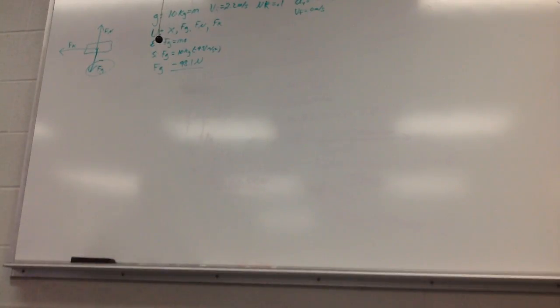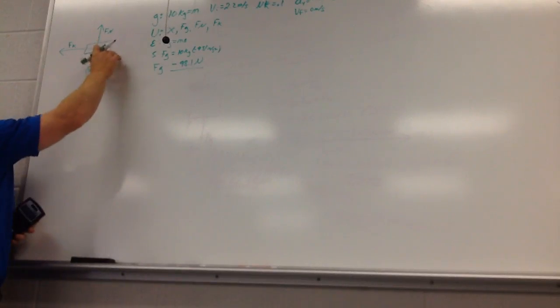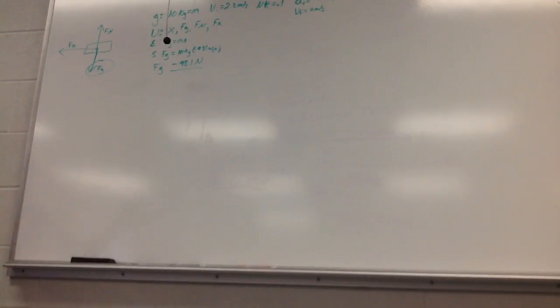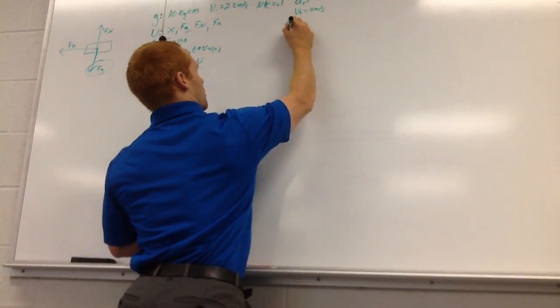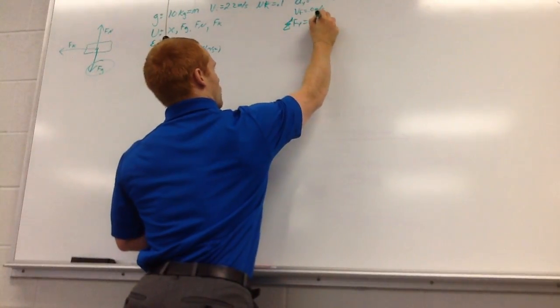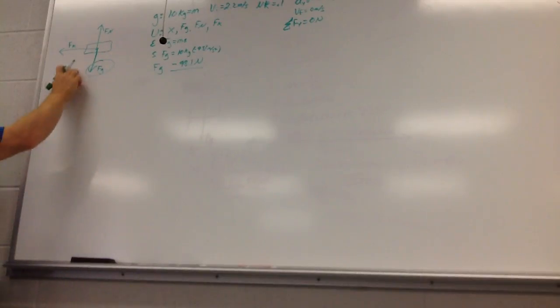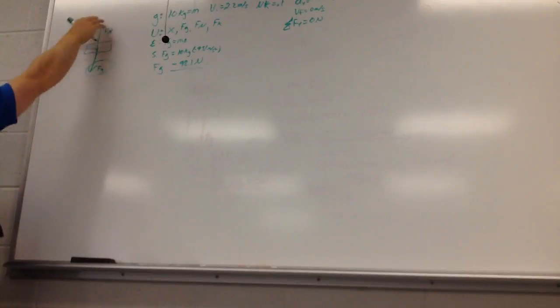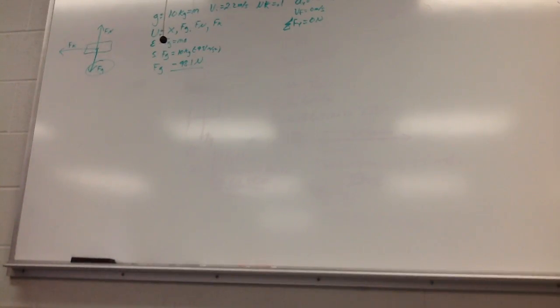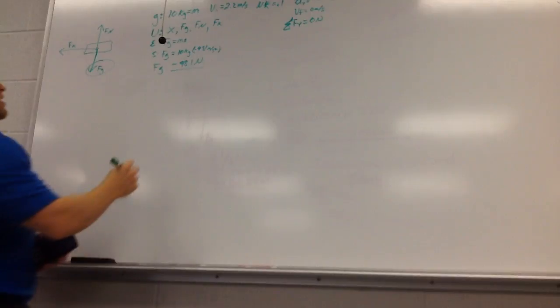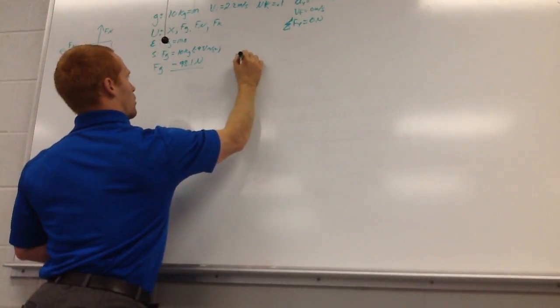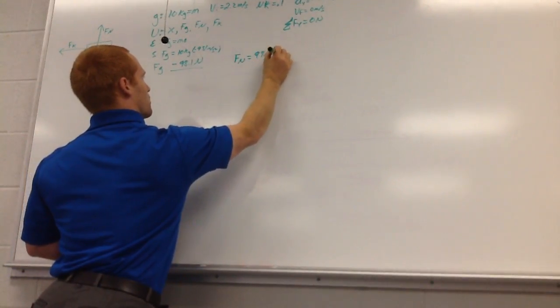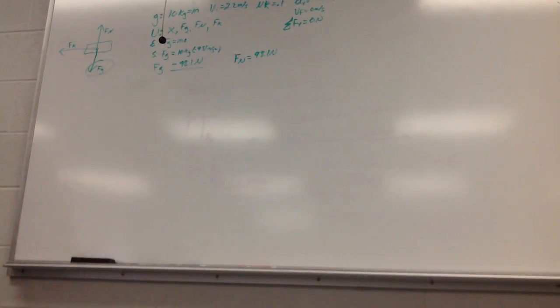For this sled, more than likely it's not going to be moving up or down, so the net force in the y direction is going to be 0. If you notice, there's only two things acting on it in the y direction. If this is negative 98.1 newtons and the total in the y direction has to equal 0, that means the other has to be a positive 98.1 newtons. So our normal force is 98.1 newtons.